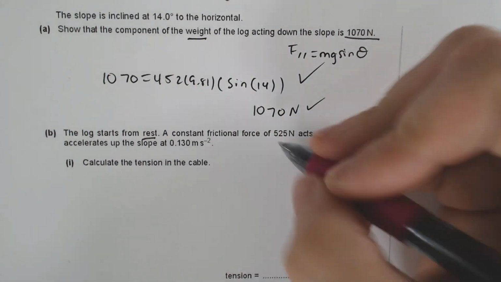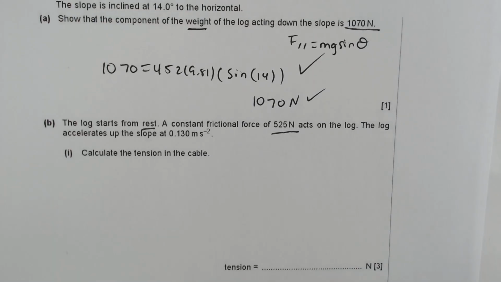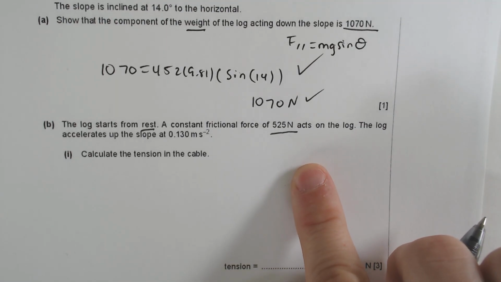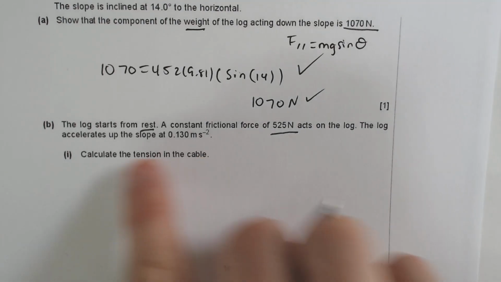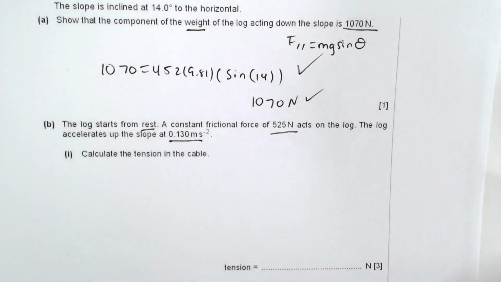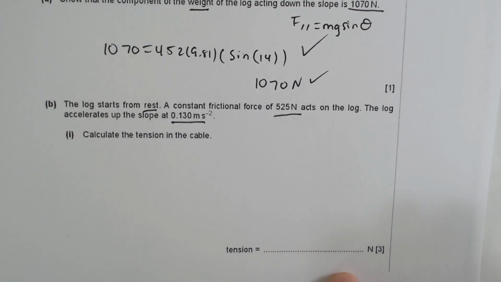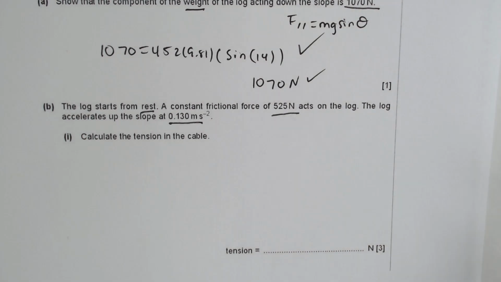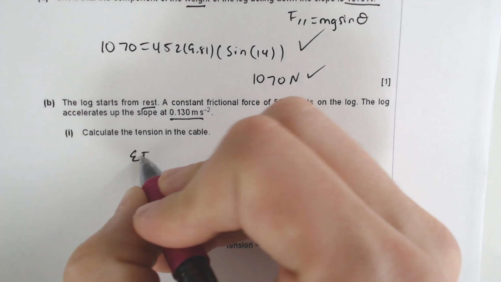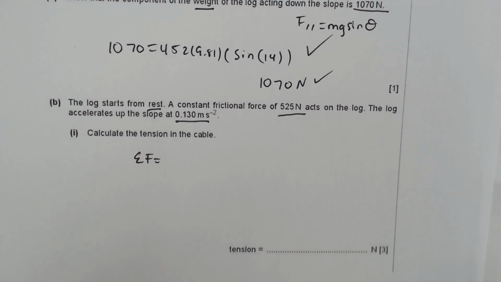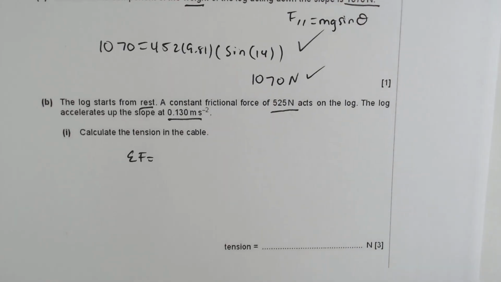So the log starts at rest. A constant frictional force of 525 newtons acts on the log. The log accelerates up the slope at 0.13 meters per second squared. Calculate the tension in the cable. So there are maybe a few different ways to do this, but I'm going to start with the sum of all forces. Okay? So the sum of all forces will equal ma.